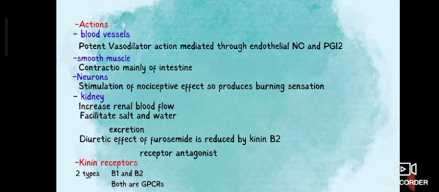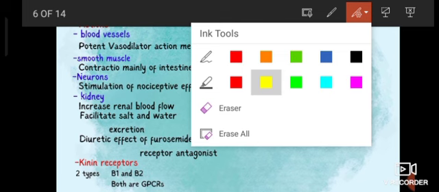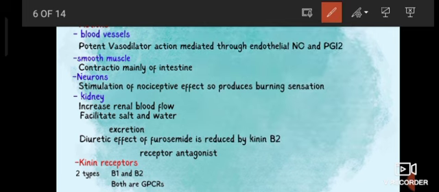Actions are vasodilatation on blood vessels, and action on smooth muscle is contraction, mainly of intestinal muscles. Action on neurons is stimulation of nociceptive effect, so it produces a burning sensation. On the kidney, it increases renal blood flow and facilitates salt and water excretion. Also, the diuretic effect of furosemide is reduced by the kinin B2 receptor antagonist, which is icatibant.